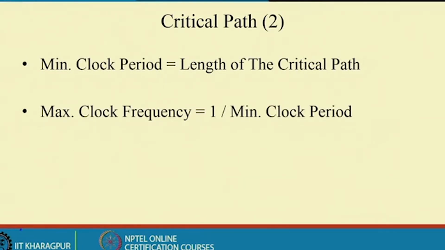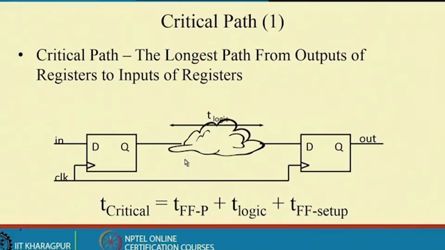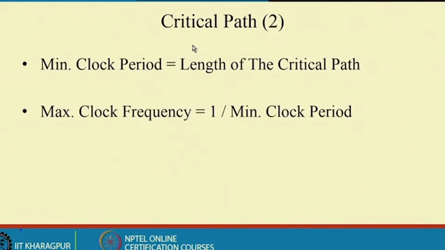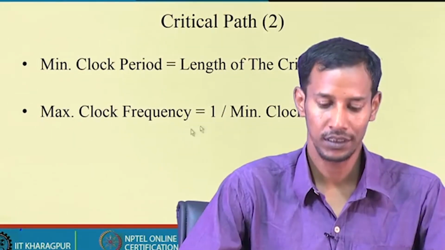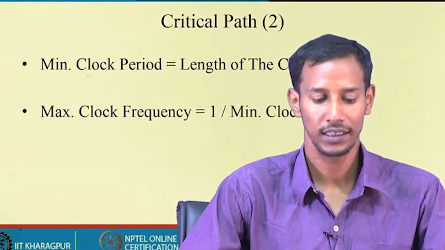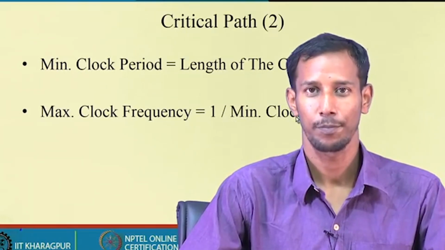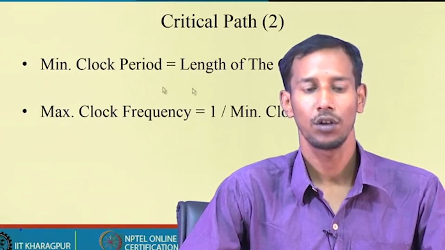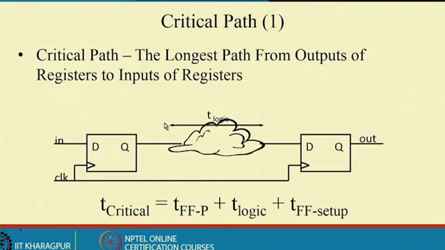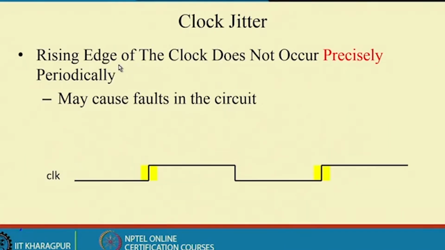Once you have the critical path, the minimum clock period is the length of the critical path, and the maximum achievable clock frequency equals 1 divided by this minimum clock period. So, this is the definition of maximum clock frequency, and this is the definition of the critical path.